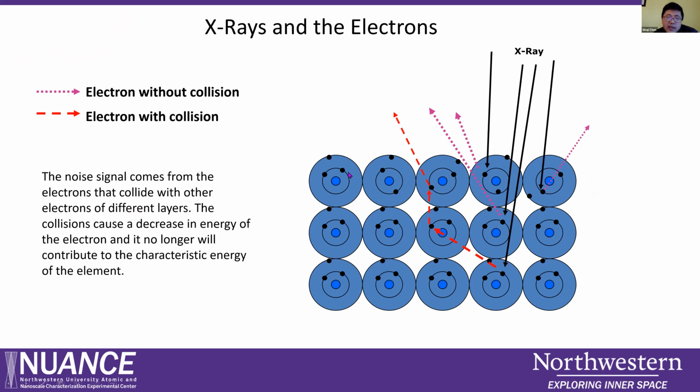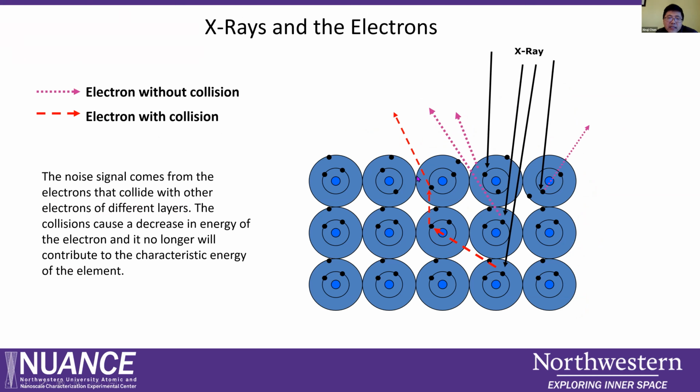So we talk about XPS as a surface analysis. This is the top layer, and this is the second layer. X-rays get in, and from the top layer you see the electrons just come out without collision. For the second layer, which is deeper, when electrons come out they have to go through this, and there is more chance to make collisions with other electrons like this.